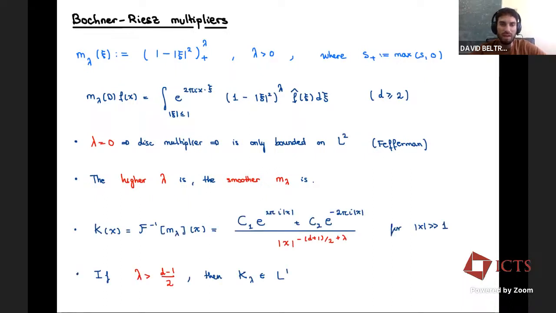In particular, if we look at the kernel and we take the inverse Fourier transform of the Bochner-Riesz multiplier, this has oscillatory factors, a cosine function on top, and then the denominator, it has decay when x gets large. It has decay like |x|^(-(d+1)/2-λ). So this tells us that if λ is greater than (d-1)/2, then this kernel is integrable, and L^p bounds are trivial by Young's convolution inequality. So the range of interest is going to be when λ is between 0 and (d-1)/2.